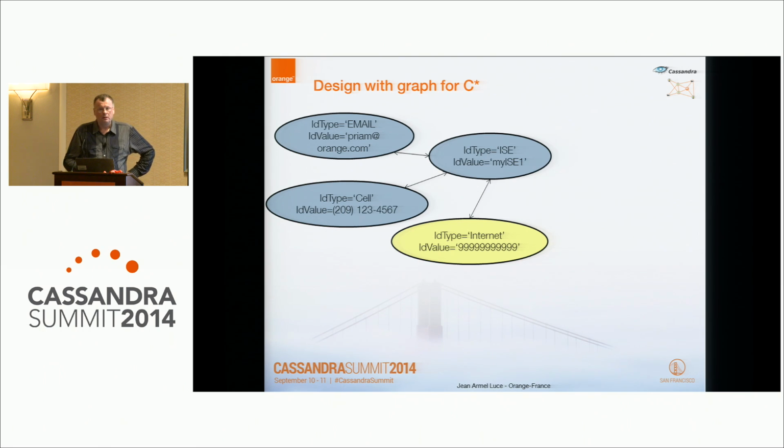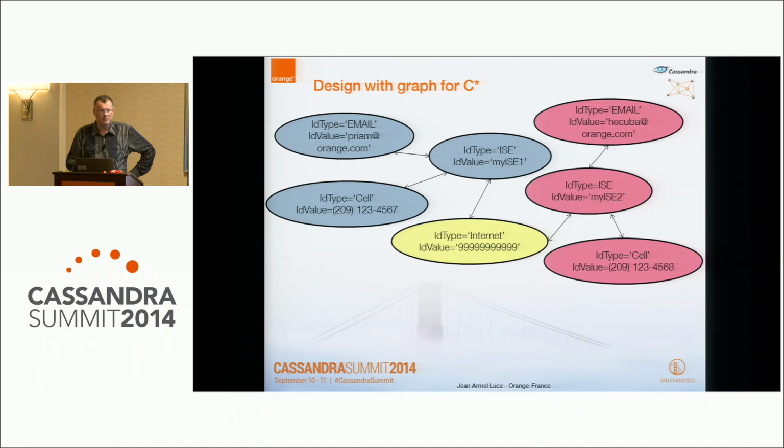If we look at the identifiers of one customer, we can see that we can draw them with a graph. Here is an example of a customer having 4 identifiers: an email address, a cell number, an internet account, and an IAC. And as you can see, we can draw them with a graph with 4 vertices, and of course edges between the vertices. So if we are able to explore this graph, we are able to translate a customer ID into another kind of customer ID of the same customer.